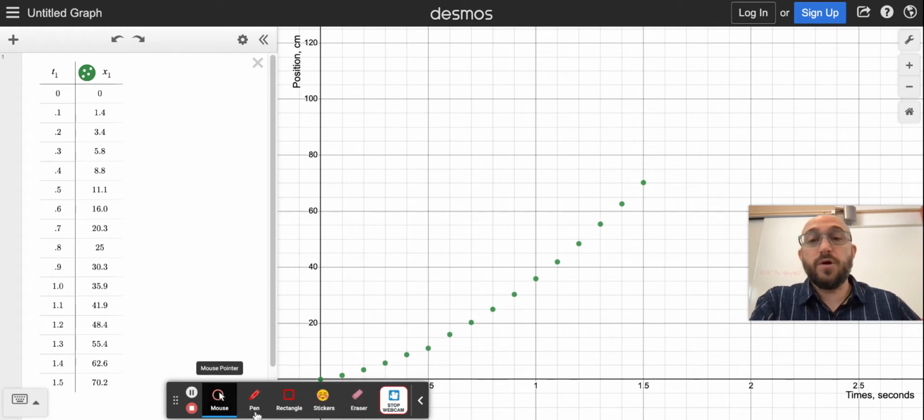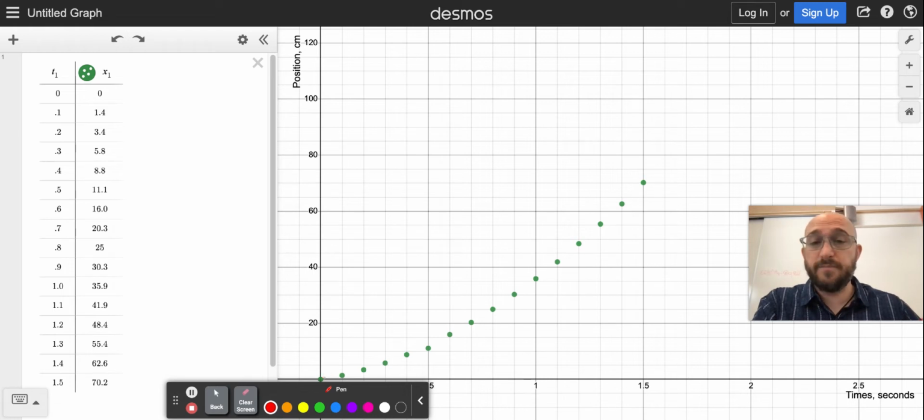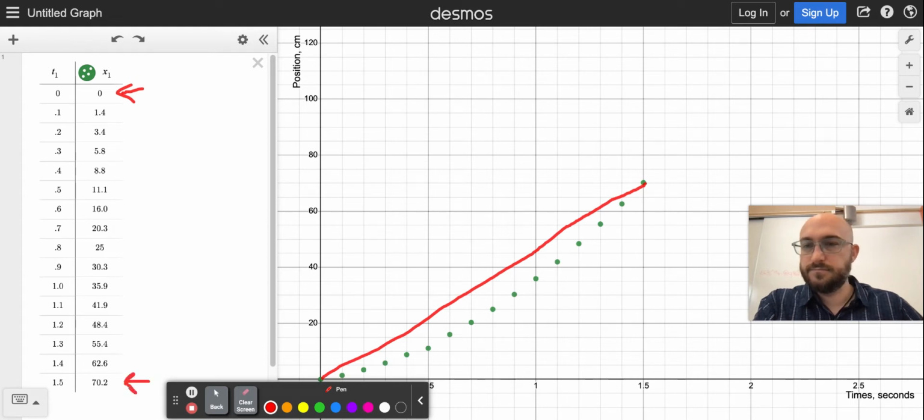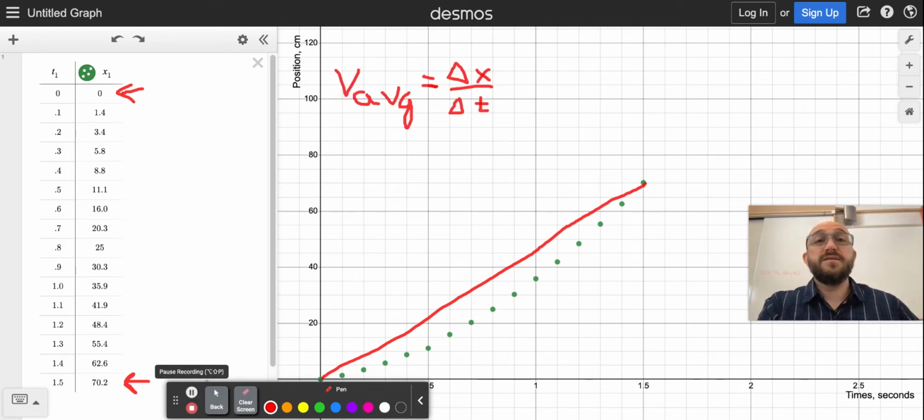The first thing I want you to do with this graph is draw a straight line from the very beginning point to the very end point. In other words, from this point to this point. And that's going to give you the average velocity. Now, the slope of that line, beginning to end, is equal to your average velocity. So we can find it just by finding that slope.